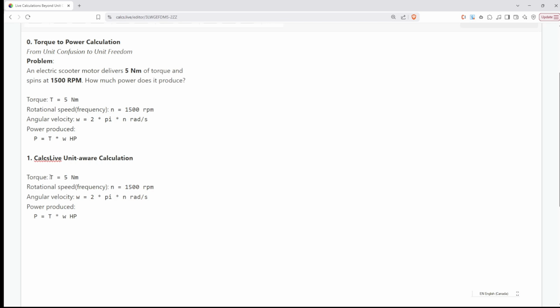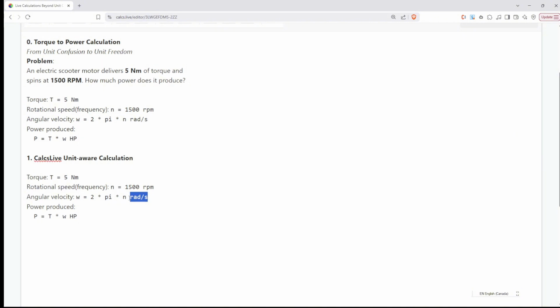Right, because the core physics is simple, isn't it? The sources show it's just power equals torque times angular velocity. P equals T omega. Spot on. That's the heart of it. But like you said, the common hurdle the sources point out is speed. It's nearly always given in RPM, rotations per minute. Yeah, but the physics equation, P equals T omega, needs angular velocity omega, and that's usually in radians per second.